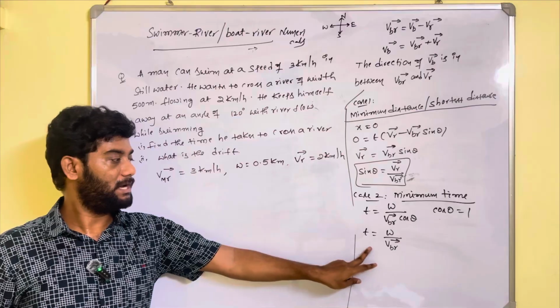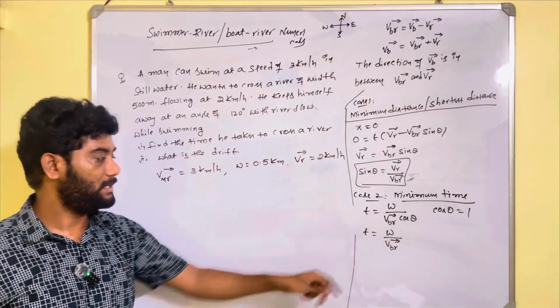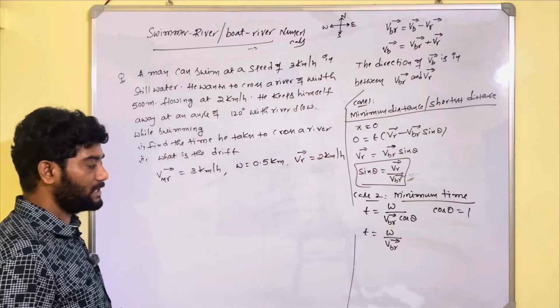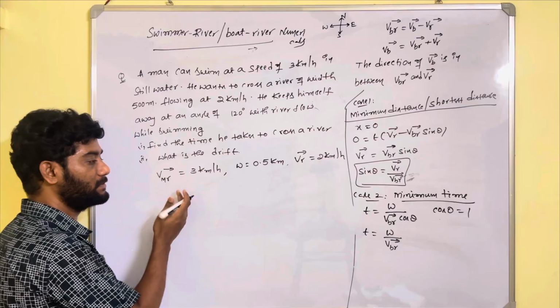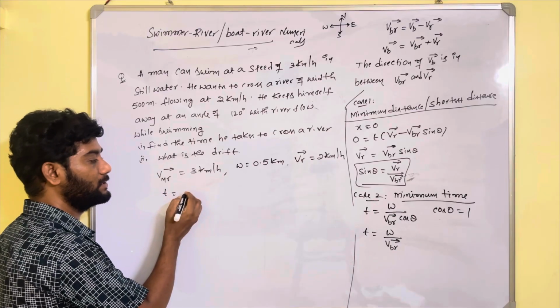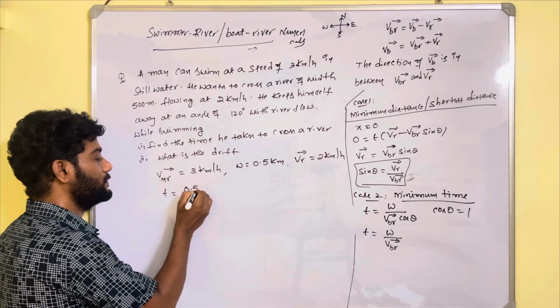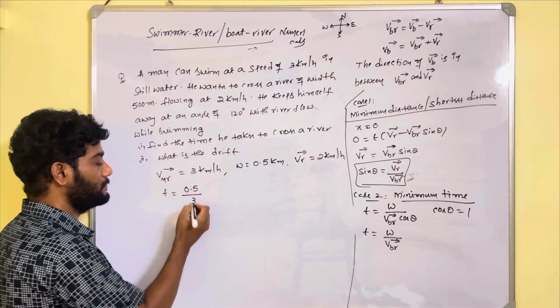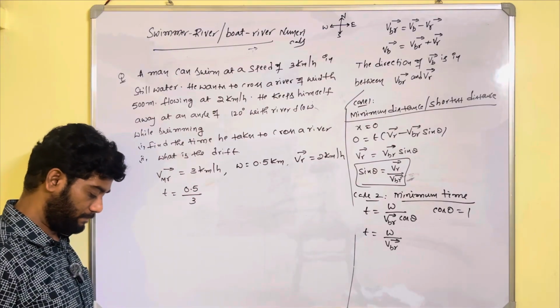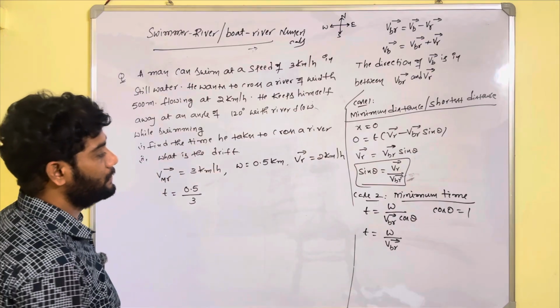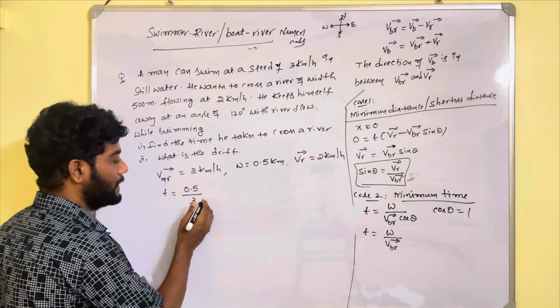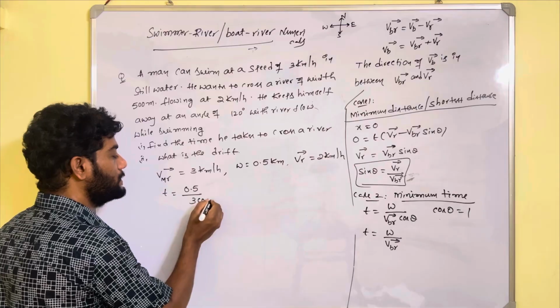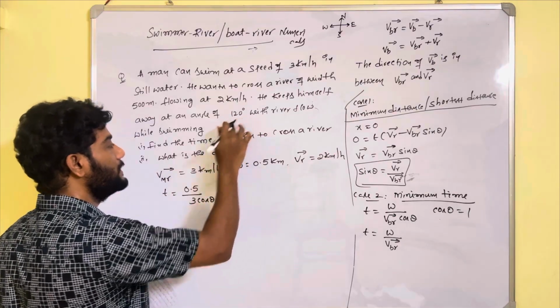Okay, what is the formula? Time is equal to width divided by velocity of the boat with respect to the river. Here it is the velocity of the man with respect to the river. So time is equal to width, 0.5, divided by the velocity of the man with respect to the river, 3, okay? VBR cos theta, 3 cos theta. So how much is the angle here?